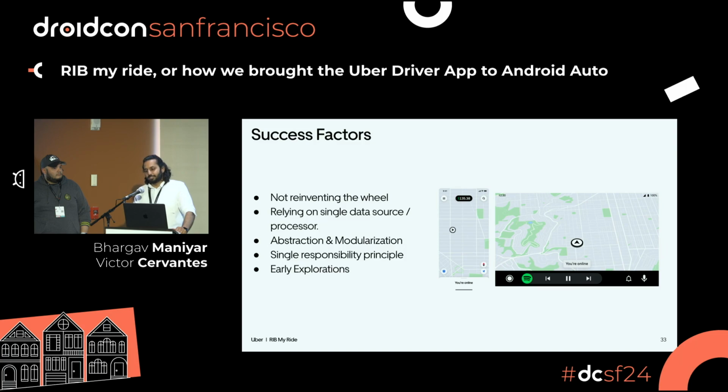The next is relying on a single data source. Consistency was the key part, so relying on the data source was also key for consistent state. For the next three, let's dig into details.